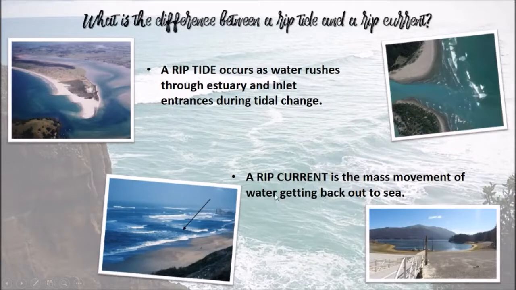A rip current in comparison to a rip tide. A rip current is the mass movement of water getting back out to sea. And so we can see here, there's a really nice rip pointed out. What's happening is the waves come into shore, but to get back out to sea, they end up slipping down into this deep gully, and that's a rip. That's a rip current. And they use that deep channel to get back out to sea, kind of like an escalator.